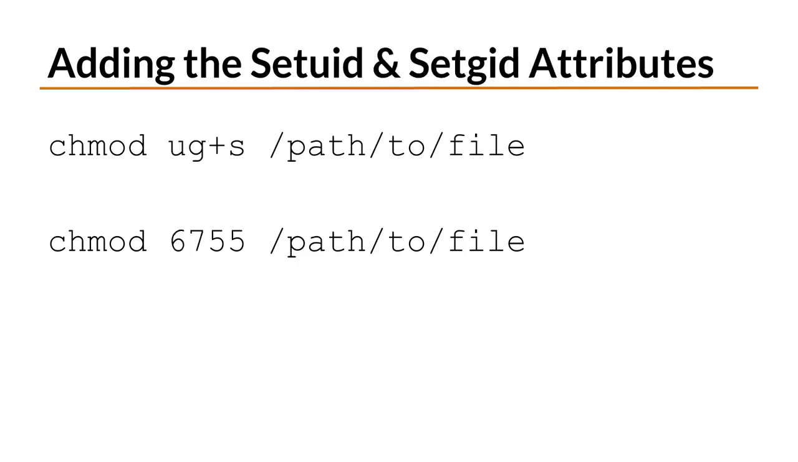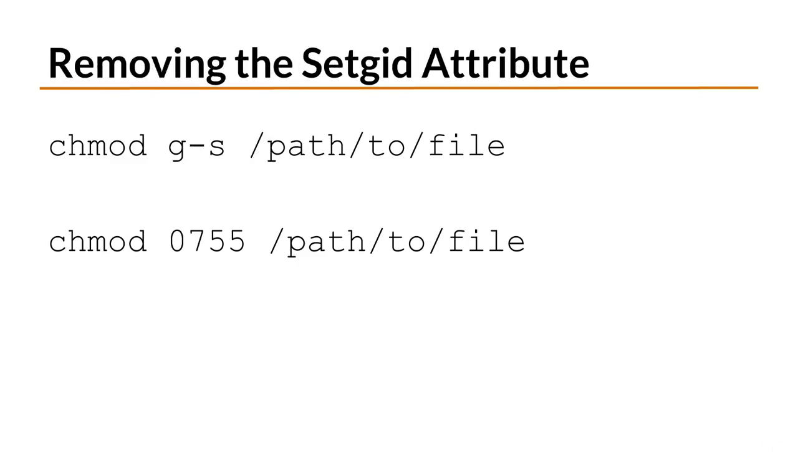If you want to add both the setuid and setgid permissions, you can run chmod ug+s or chmod 6 followed by the normal permissions. Since setuid is represented by 4 and setgid is represented by 2, you can add them together to get 6 and use that in the special permissions field. To remove the setgid permission, use chmod g-s. You can also subtract 2 from the special permissions field. To clear all special permissions, use chmod 0 followed by the normal desired mode.